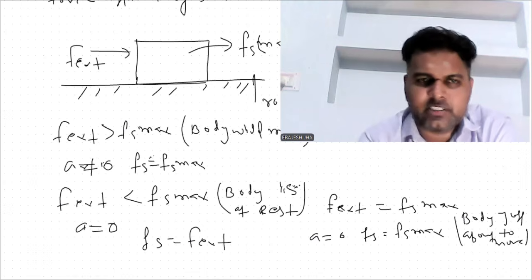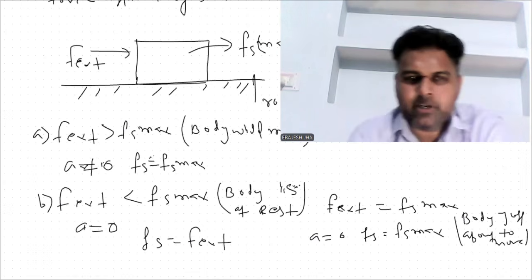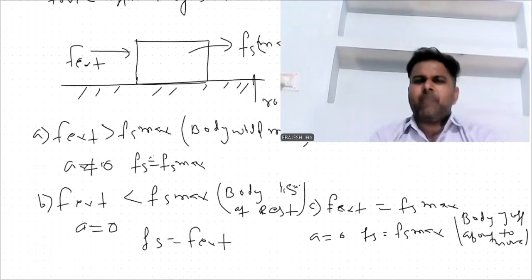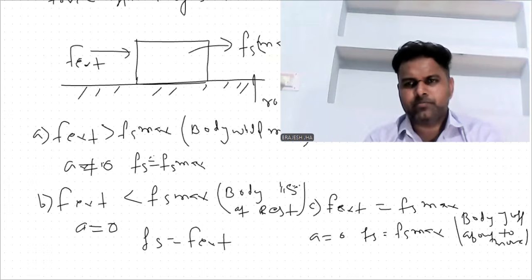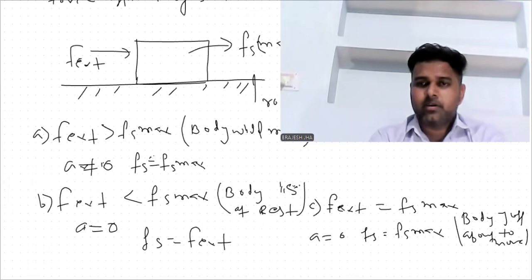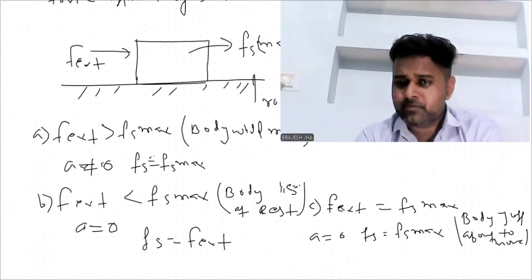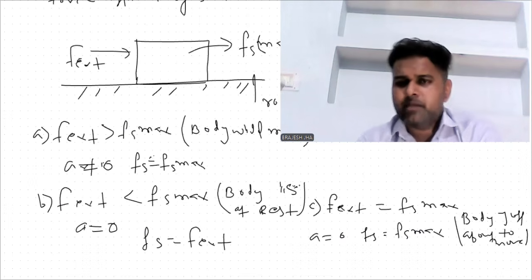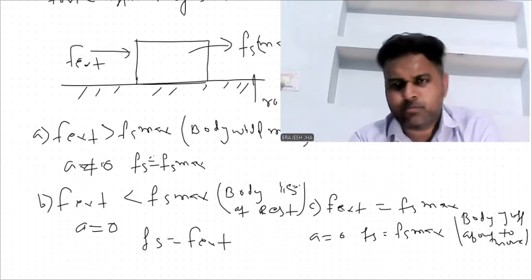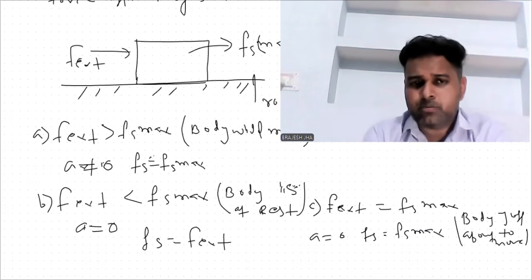Now, in the first cases, I'm writing here A, B, C. What happened in A? Very simple. The body will offer maximum friction and I applied more than this, so the body will move and friction will be Fs max. If I applied equal to Fs max in case C, again the body will not move, Fs equals Fs max, but the body is just about to move. Because if I apply a force more than this, the body will move.